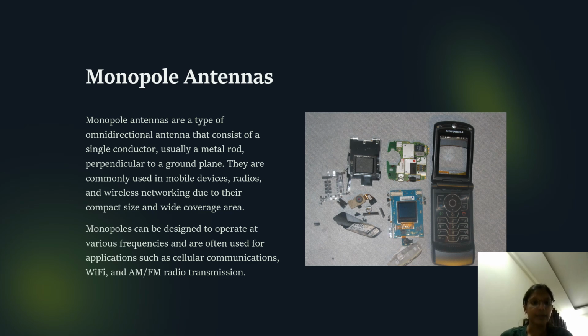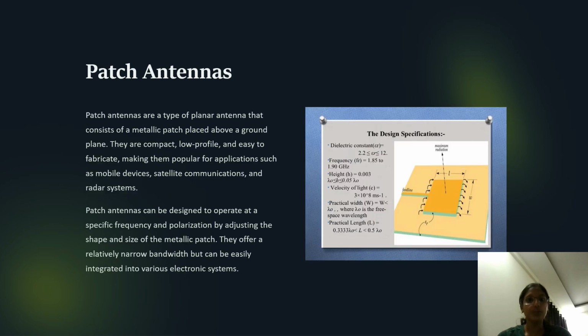Next we have monopole antennas. Monopole antennas are a type of omnidirectional antenna that consists of a single conductor, usually a metal rod perpendicular to a ground plane. They are commonly used in mobile devices, radio, and wireless networking due to their compact size and wide coverage area. Monopoles can be designed to operate at various frequencies and are often used for applications such as cellular communication, Wi-Fi, and AM, FM, that is amplitude modulation and frequency modulation radio transmissions. This is the monopole antenna.